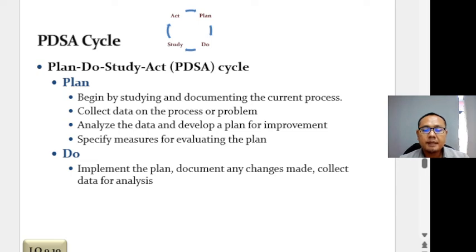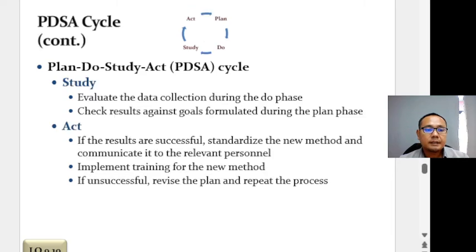And then do: implement the plan on a small scale if possible, document any changes made during this phase, and collect data systematically for evaluation. Then study: evaluate the data collected during the do phase, and check how closely the results match the original goals of the plan phase. And act: if the results are successful, standardize the new method and communicate the new method to all people associated with the process. Implement training for the new method. If the results are unsuccessful, revise the plan and repeat the process, or cease this project.